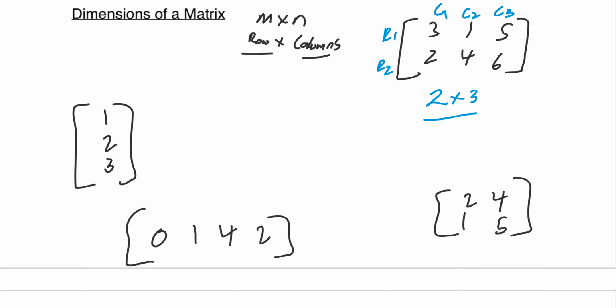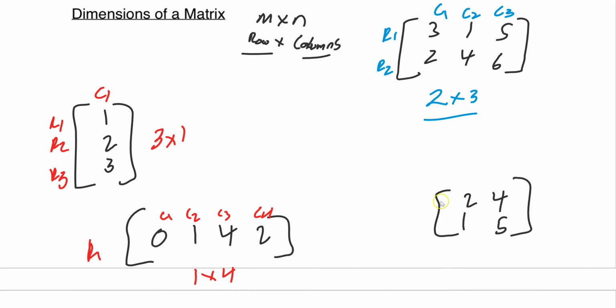Okay, this is something we could talk about. So this right here, if you look at it, you have 3 rows. Row 1, row 2, row 3, and only 1 column. So this would be a 3 by 1. On this side, the opposite way, you only have one row, but you have 4 columns. So this would be a 1 by 4.